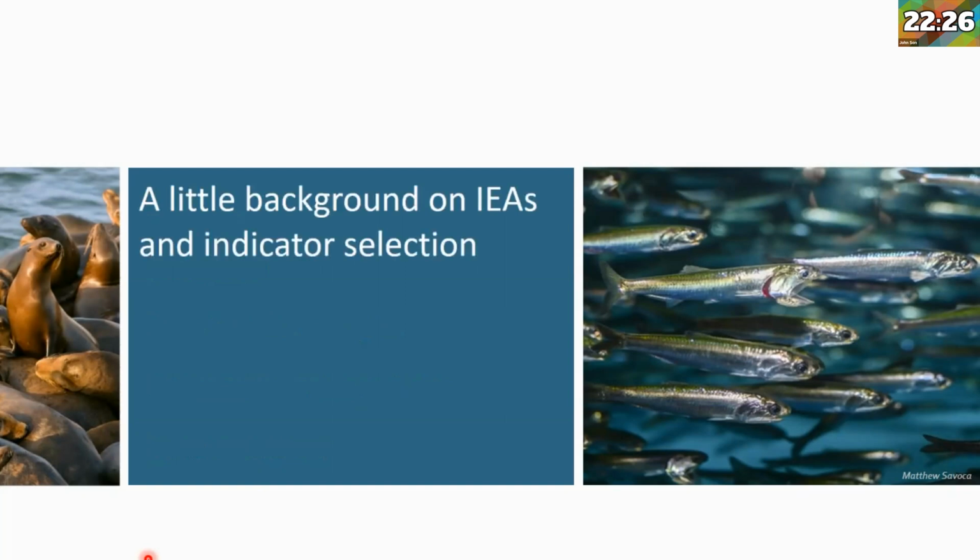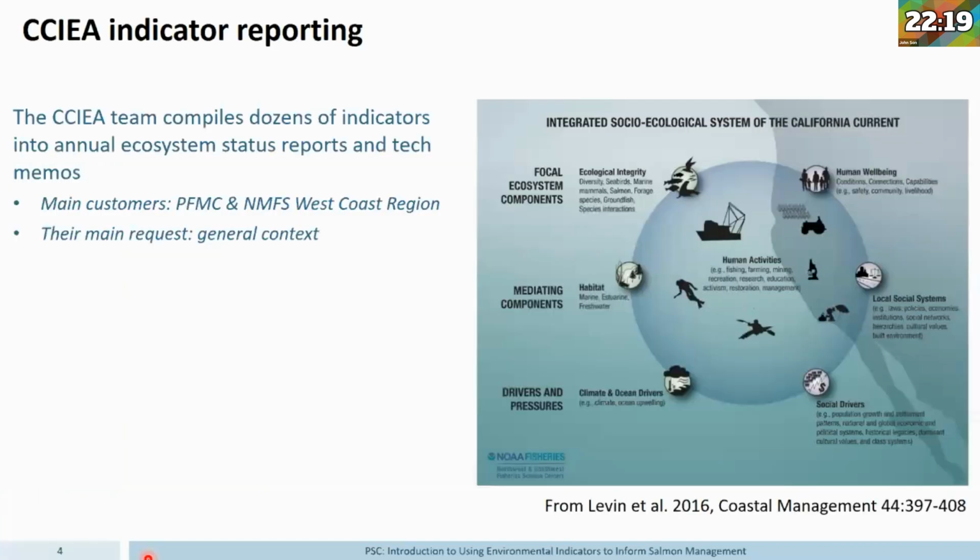So just to start with some background on the IEA process, the Integrated Ecosystem Assessment process and indicator selection. What the CCIEA team does is to compile indicators, dozens of them, in fact, each year into annual ecosystem status reports. And the main customers that we have been serving for the last 10 years or so that we've been doing this have been the Pacific Fishery Management Council and the NMFS West Coast region. And they generally are looking for general context from the products we provide them.